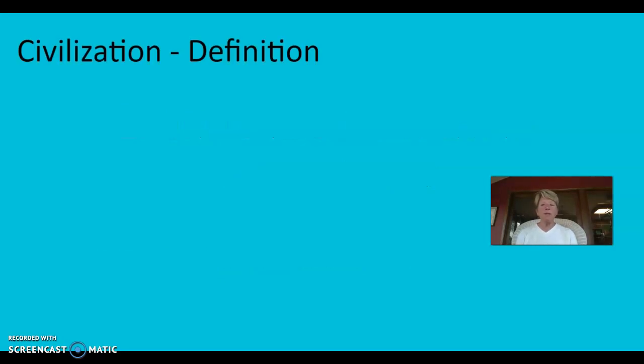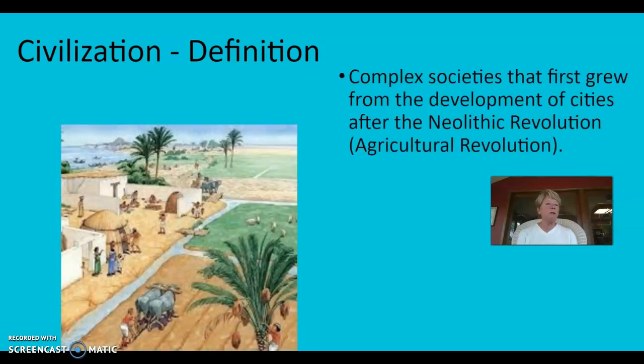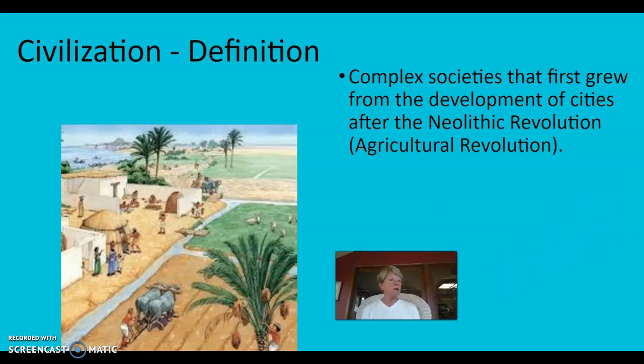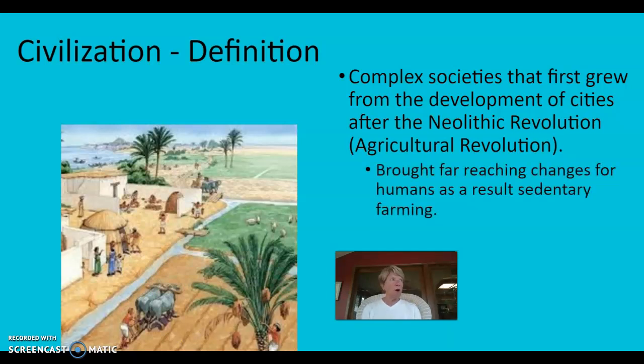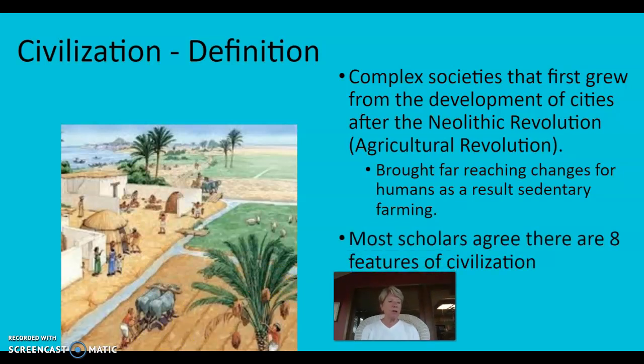We're going to define civilization immediately, and we're going to see that every civilization is basically a complex society that first grew from the development of cities after the Neolithic or agricultural revolution. This brought so many changes for humans because people were now settling down. They became sedentary. They grew their own food and they lived in one place. Most scholars believe and agree that there are 8 features of civilization.